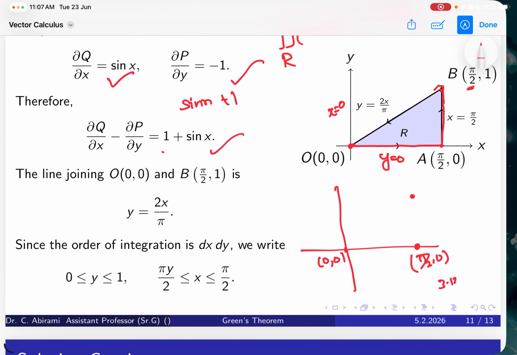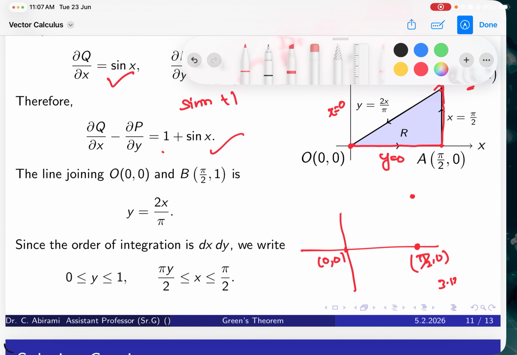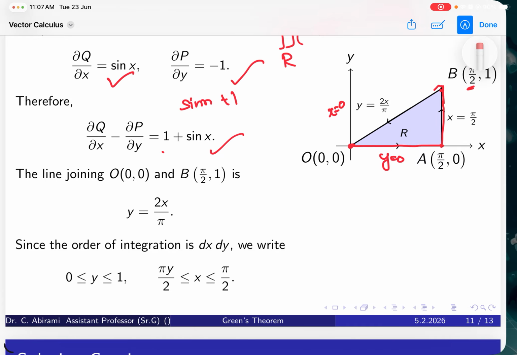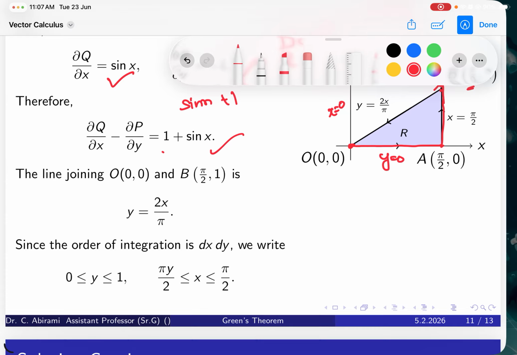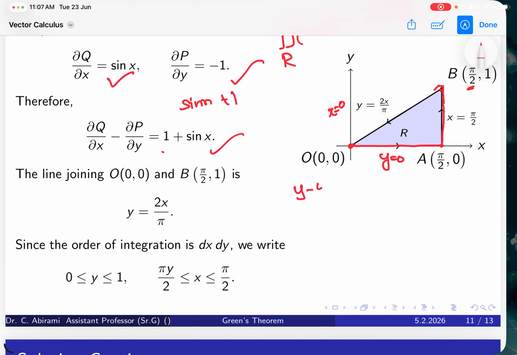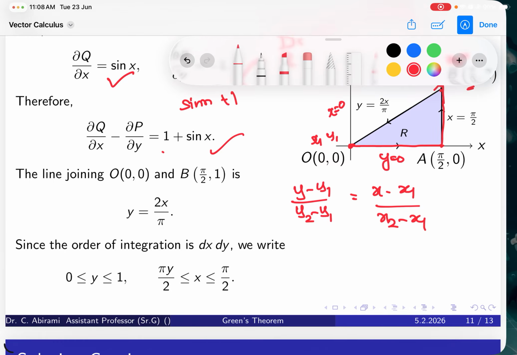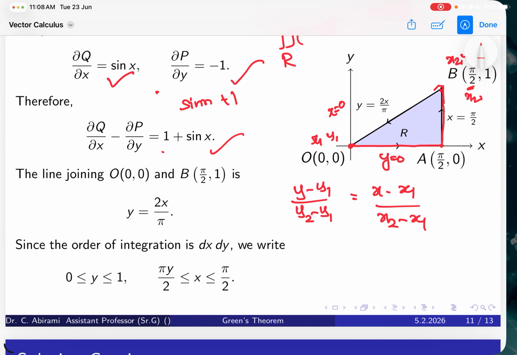So how do you know the equation of OB? For this, I am going to use the 2-point formula. What is the 2-point formula? Listen. The equation by the 2-point formula is (y minus y1) divided by (y2 minus y1) equal to (x minus x1) divided by (x2 minus x1). So here this is x1, y1, and this is x2, y2. Now you can substitute in this equation. That is the equation of BO.